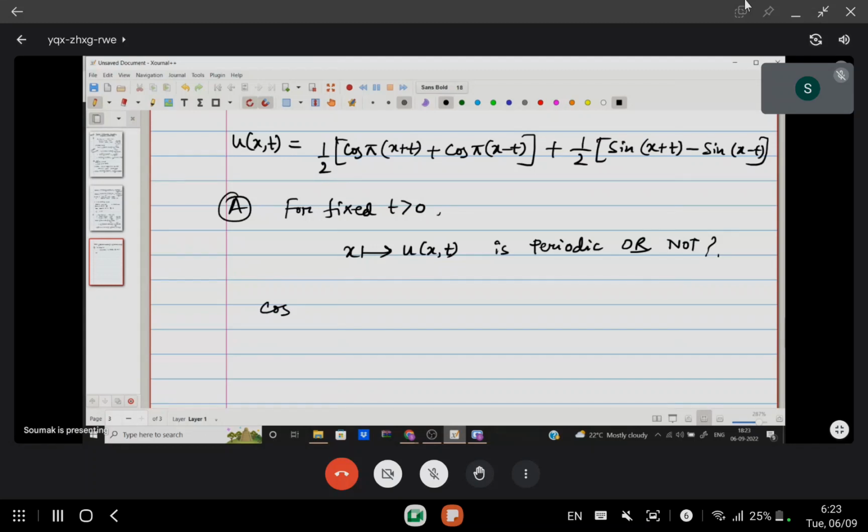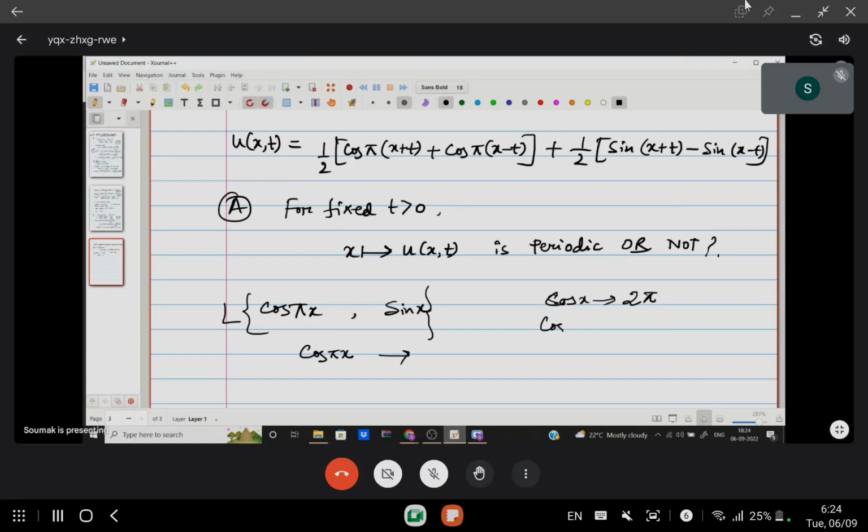So u is a linear combination of cos pi x and sin x. Do you know what the period of cos pi x is? What is the period of cos x? Yes, I think you are saying 2 pi. So the period of cos x is 2 pi.